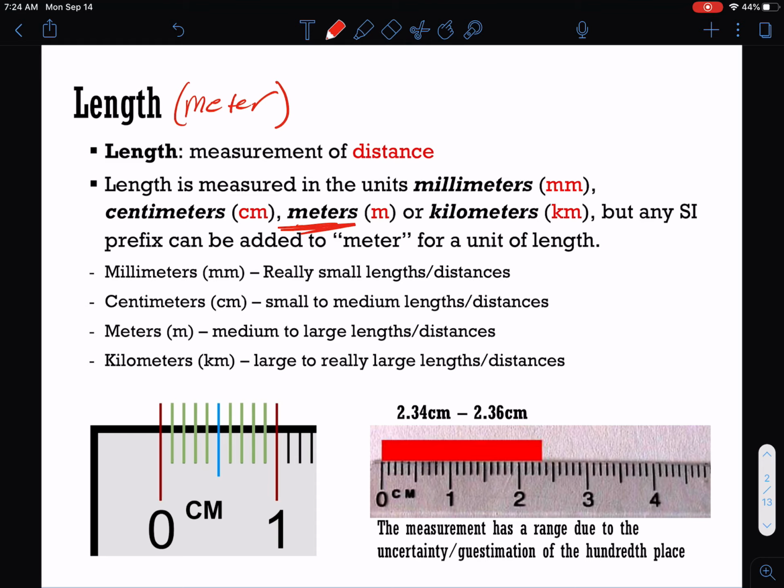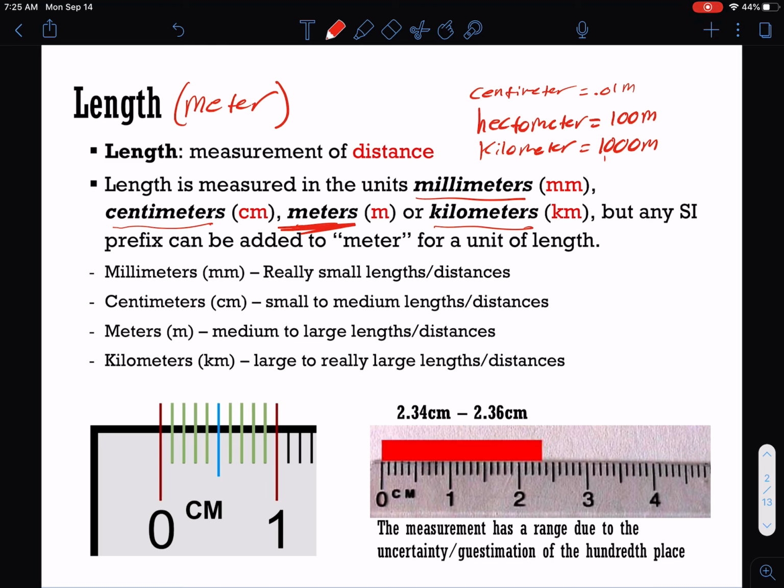That's all length is. In this class, the most common ones you're going to see are millimeters, centimeters, meters, and kilometers. But any of the SI prefixes can be added to make another length. So you can have a megameter, you can have a hectometer, and you should know what each one of those prefixes mean. So if you have, let's say, a hectometer, it means you have 100 meters. If you have a kilometer, it means you have 1,000 meters. If you have a centimeter, it means you have 0.01 of a meter.